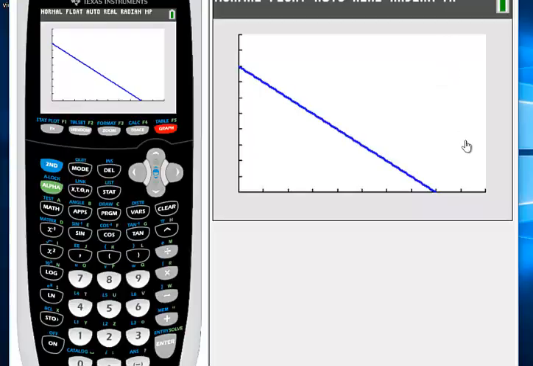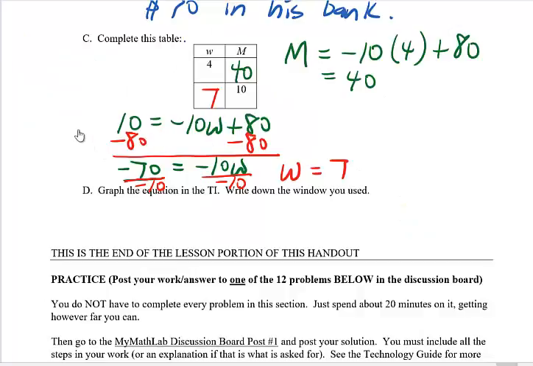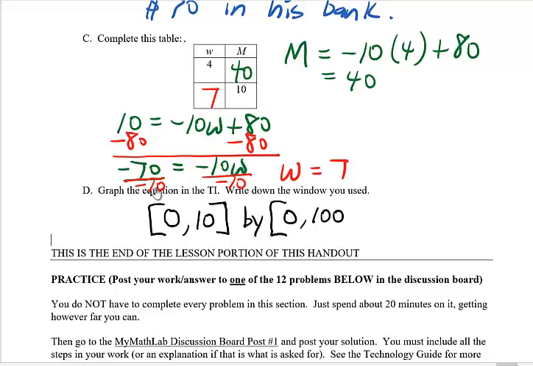Let's return to the handout and see what we're going to record for the window. So I'm not being asked to draw the picture, I'm just being asked to write down the window. The way we do that is we open up a bracket, we put the smallest x that we used, which was 0, comma, the biggest x, I believe we went 10 weeks out, and I'll close that bracket, 0 to 10 by, and then same thing for the y. We used 0 for the smallest amount of money. I believe we went to 100. $100 was the highest amount of money we put. And that's how I state the window that I used in the graphing calculator.